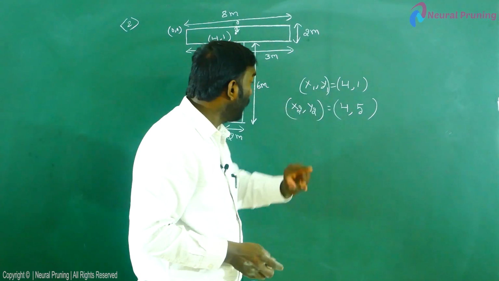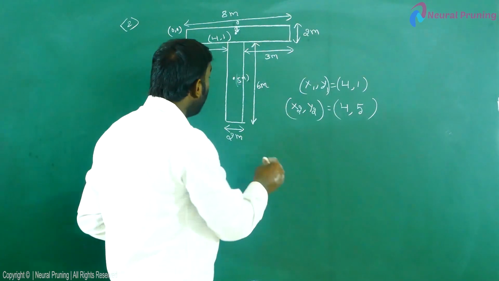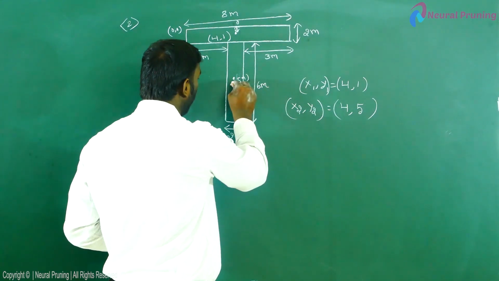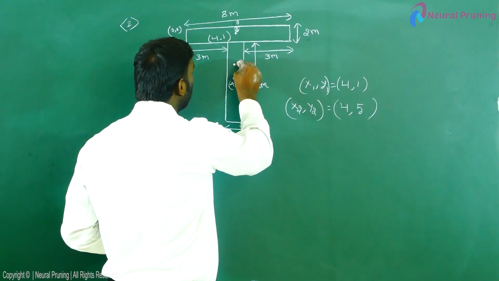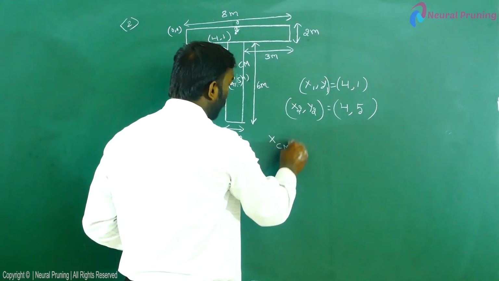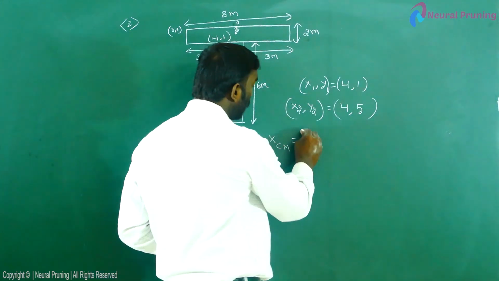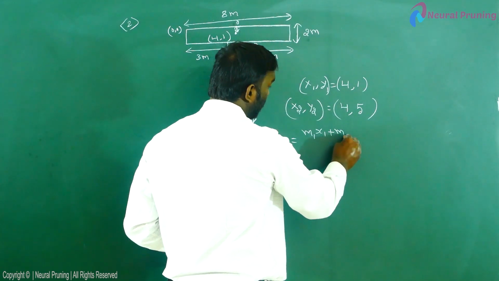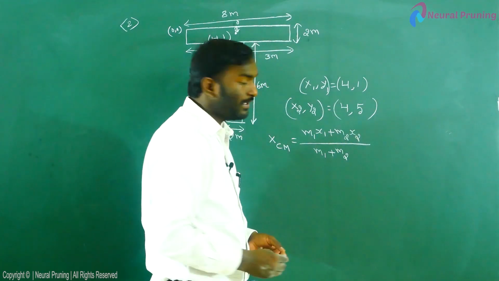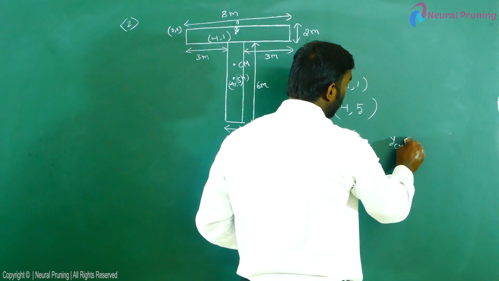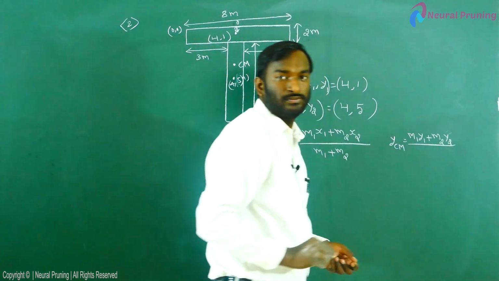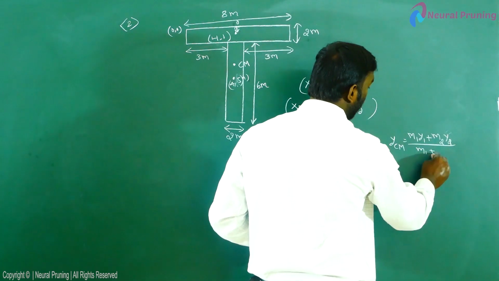Now I know x1, y1, x2, y2. I need the position of center of mass of this entire system. So this is 4, 5 meter. Somewhere here there will be the position of center of mass. You know the formula: XCM is equal to (m1x1 plus m2x2) by (m1 plus m2). And similarly, YCM is equal to (m1y1 plus m2y2) by the total mass, which is m1 plus m2.